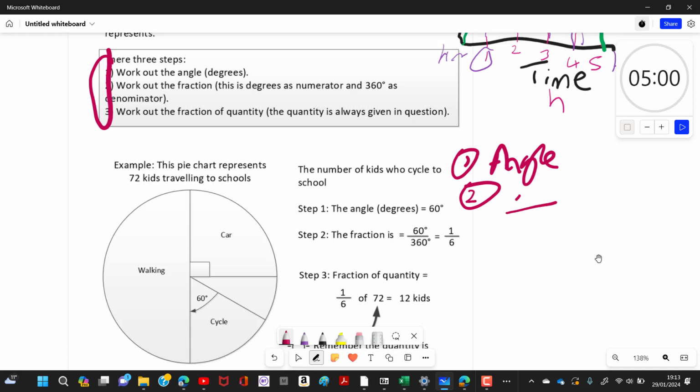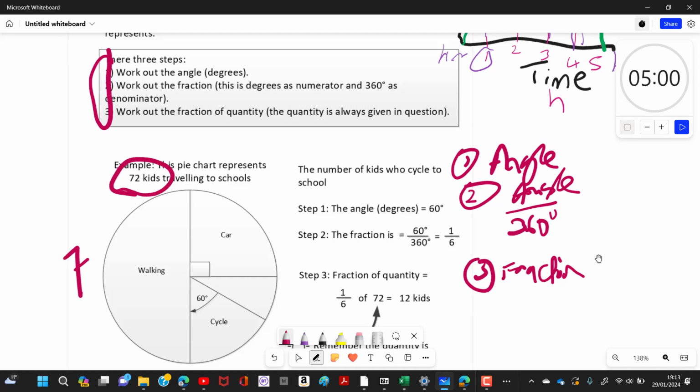Now the fraction will be the angle over 360. Why 360? Because if you remember the angle videos, a full circle is 360. And so that would be the fraction. And then whatever fraction you have, you take a fraction of the quantity. Whatever this pie chart represents, it'll tell you in a question. So this pie chart represents 72 kids, so it'll be the fraction of 72, the fraction you get from step 2.